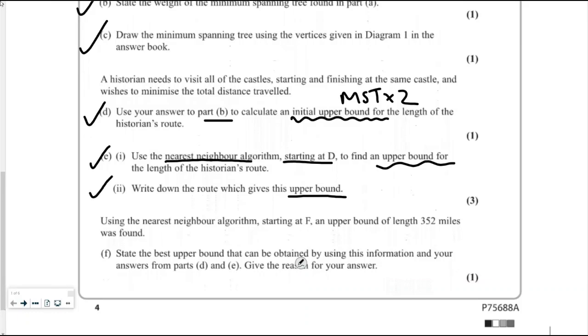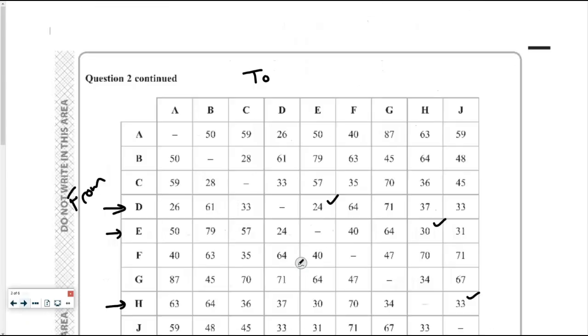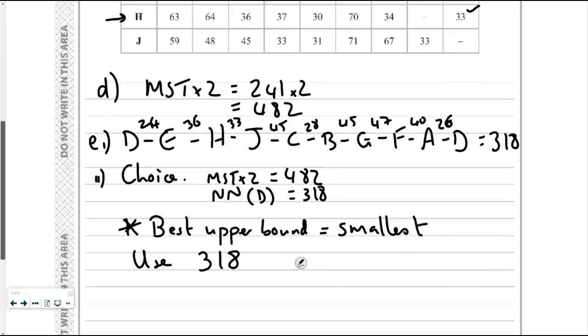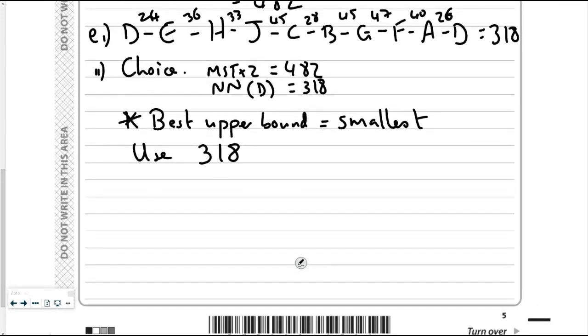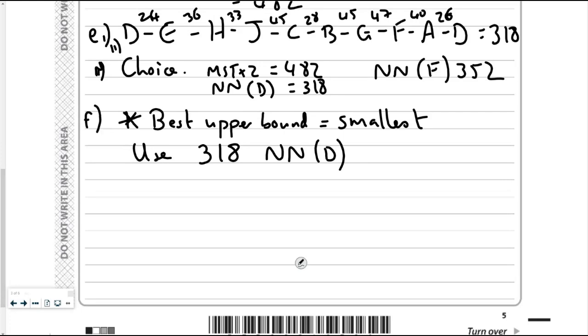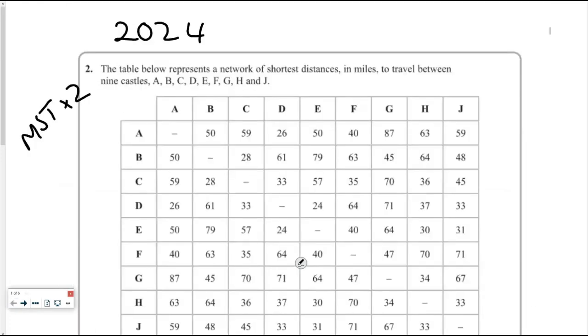Okay. Oh no, I've done that, sorry, that's part 2. It's F, there we go. Stating the best: 352, the nearest neighbour from F. So your best ones are the smallest, so we use 352, which is the nearest neighbour coming from F. So that was part 2 up there as well, so that's F. So F there for the choice.